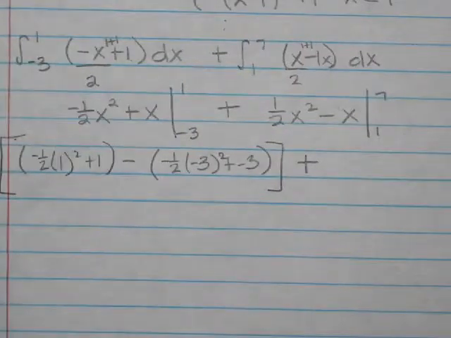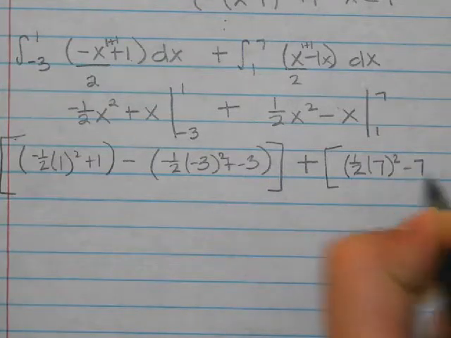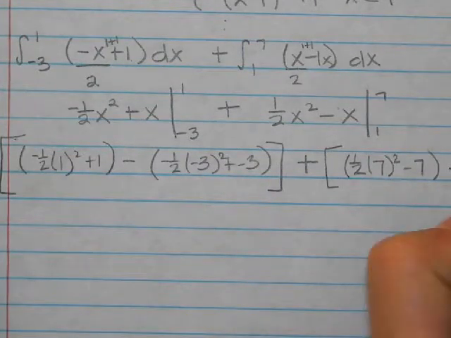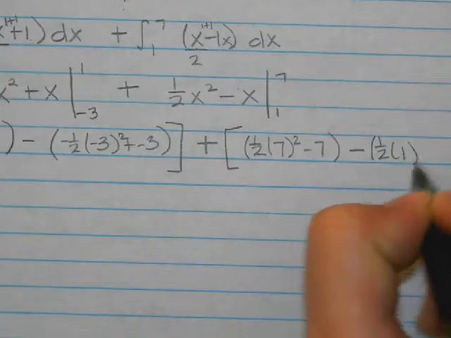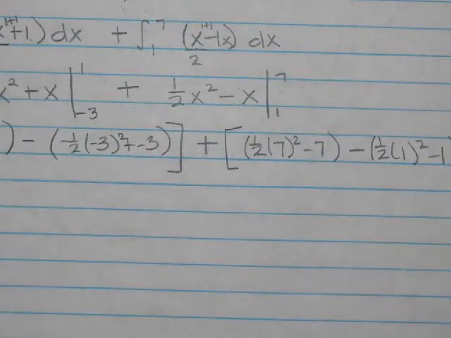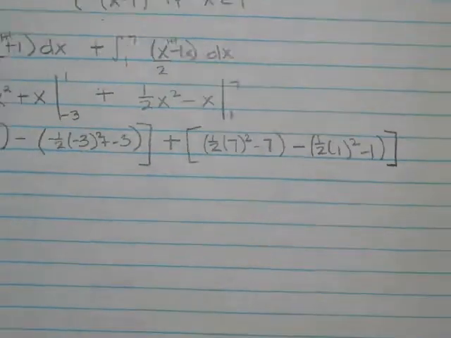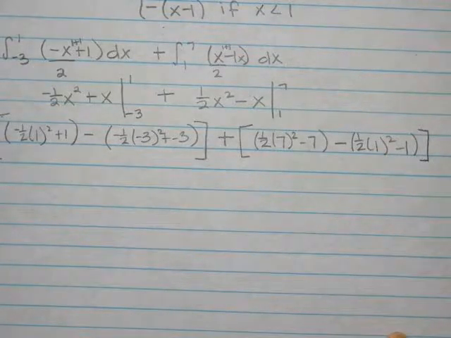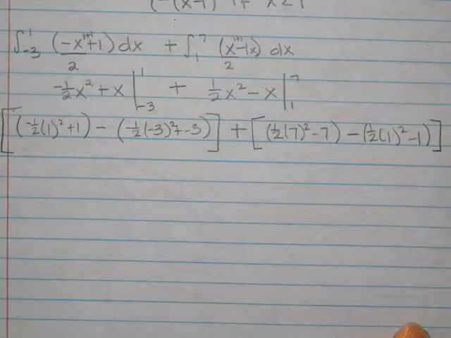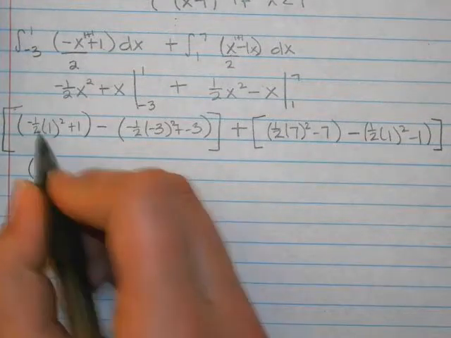So over here I have 1/2 times 7 squared minus 7, minus 1/2 times 1 squared minus 1. So not hard, just messy, right? Just a lot of opportunities to make mistakes if you're doing it by hand. All right, so I'm just going to simplify each piece a little bit at a time.